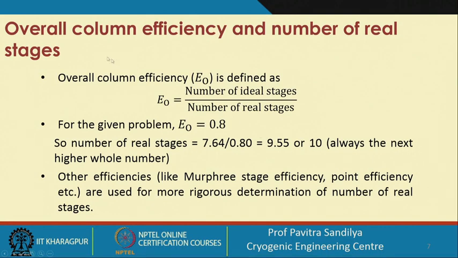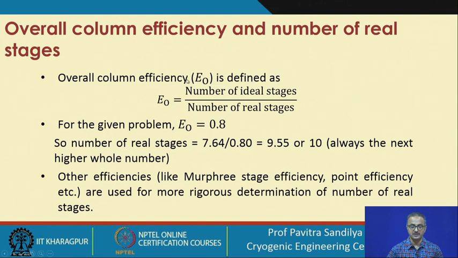Now to know the actual number of trays, we define some kind of column efficiency. There we have the overall column efficiency, which we define as the ratio of the number of ideal stages to the number of real stages. The number of real stages for a given separation will always be more than the number of ideal stages. In the problem, this overall efficiency has been given to be 0.8. So from this we get the number of real stages as 9.55.